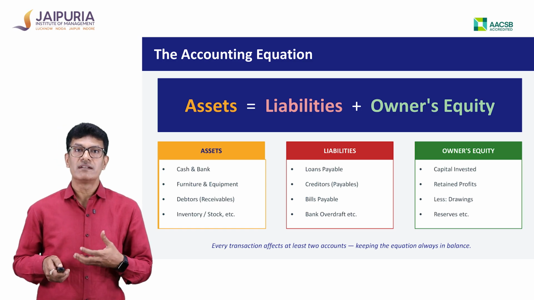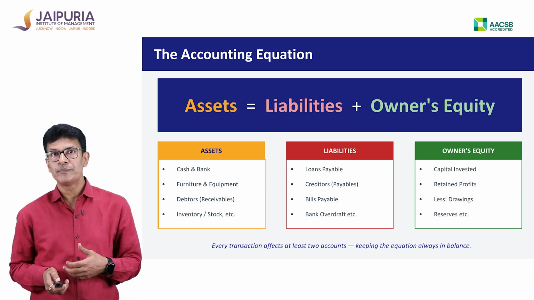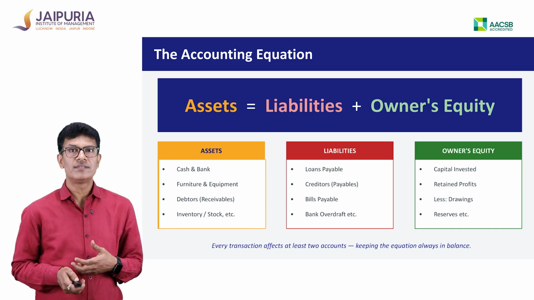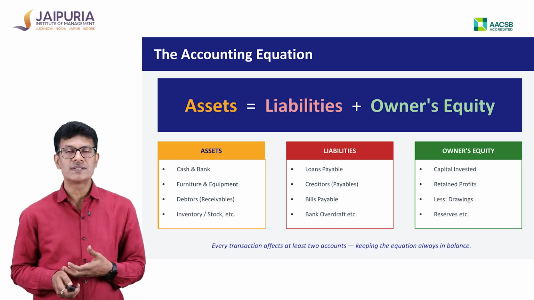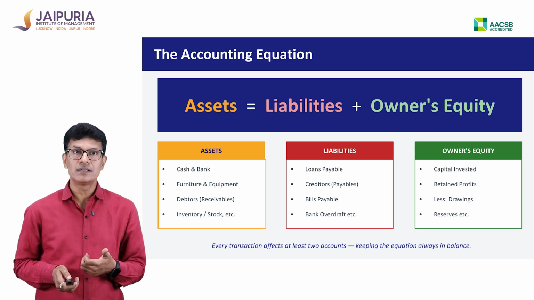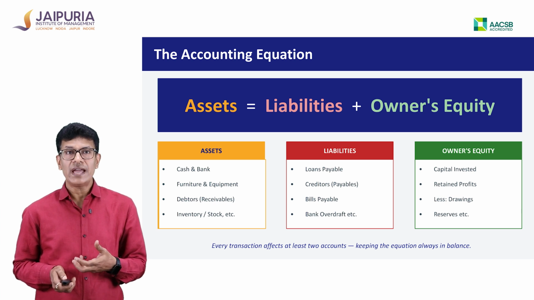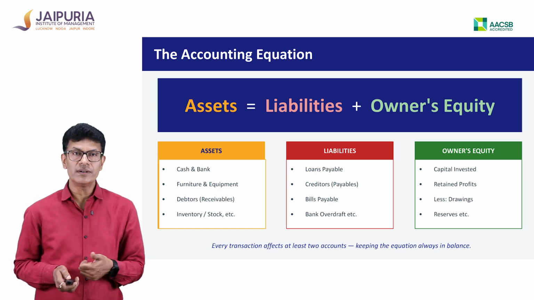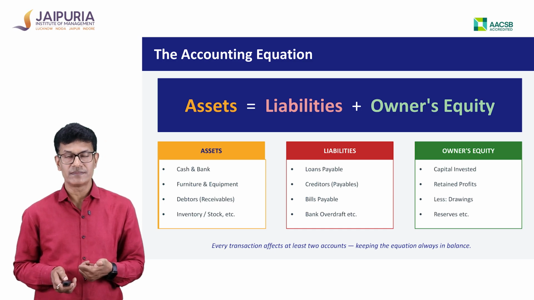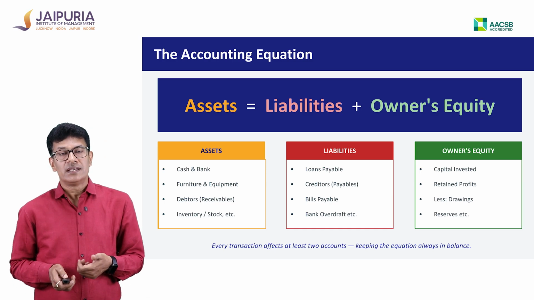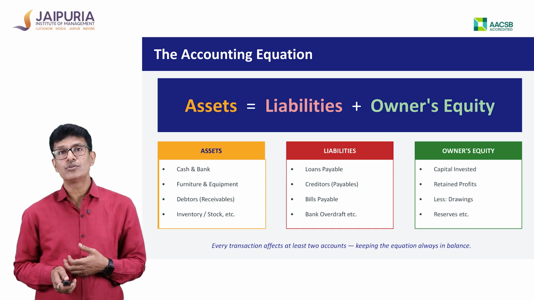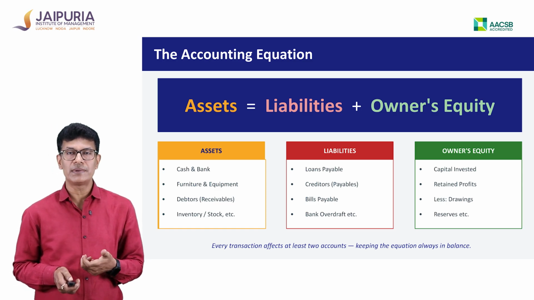Once the business raises funds using loans payable, creditors, bills payable, bank overdraft, and the capital invested, retained earnings, reserves and surpluses, those funds are utilized in the business to have cash and funds at the bank. Similarly, those funds will be utilized to purchase furniture, equipment, computers, and any other asset, tangible or intangible. Then receivables are also a kind of asset. Inventory and stock are also funded using the funds raised by liabilities and owner's equity.